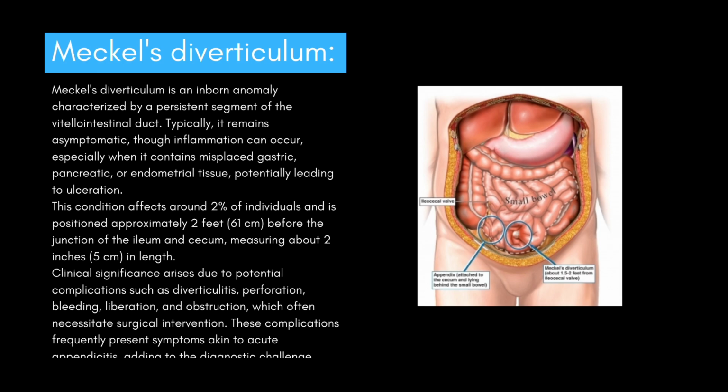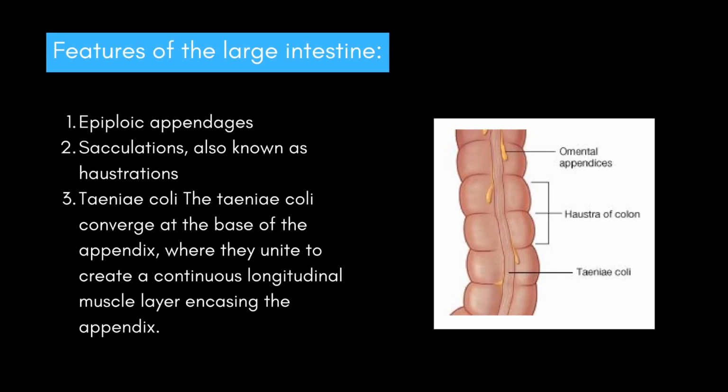Moving on. Features of the large intestine. They come with epiploic appendages, also known as omental appendices. They have saculations, also known as haustrations. They have taeniae coli. The taeniae coli converge at the base of the appendix, where they unite to create a continuous longitudinal muscle layer encasing the appendix. All of these can be seen on the picture to the right.